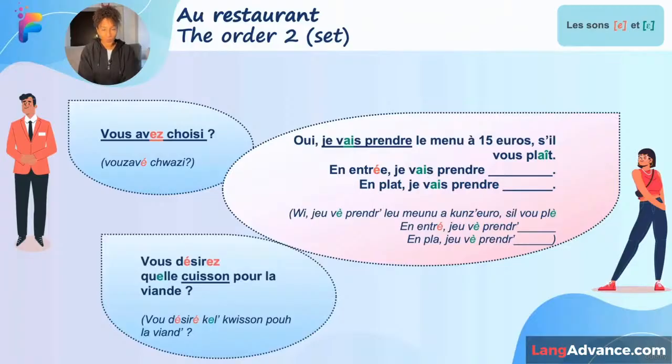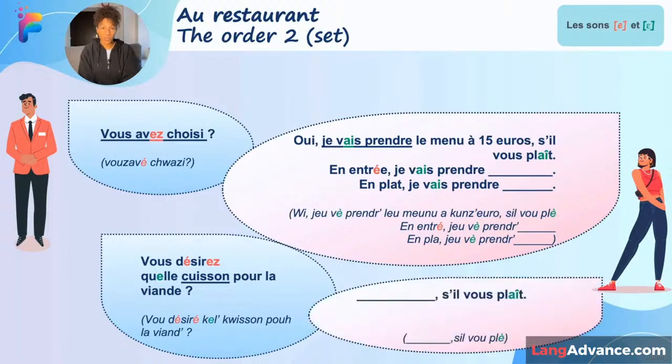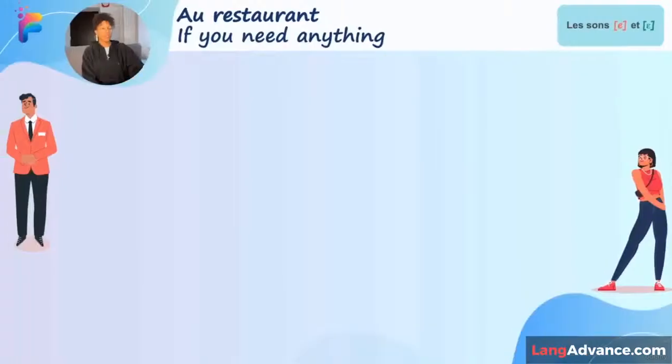Now, let's consider you ordered some red meat, a steak. They'll ask you which cooking temperature. Vous désirez quelle cuisson pour la viande? And then you just give the cooking temperature and say please. Saignant, s'il vous plaît.